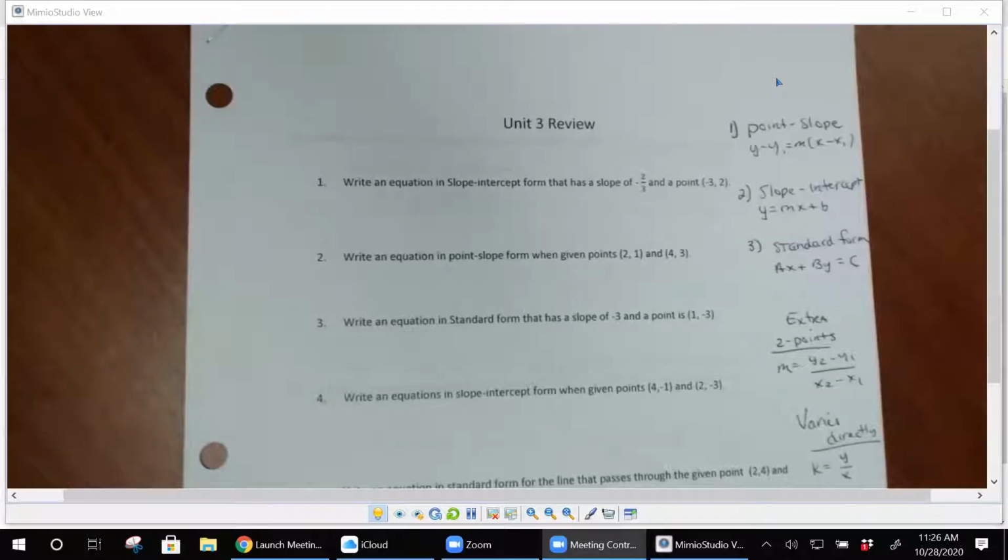Okay, this is Mr. Lebetter. I kind of wanted to show you, I'm going to do a couple of these problems on the Unit 3 review. I'm not doing them all. I'm just doing a couple.